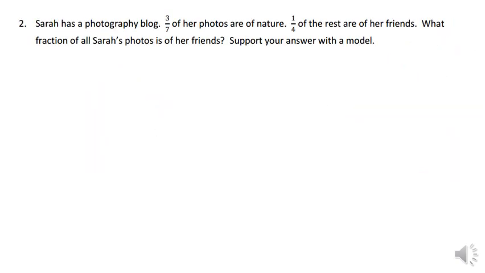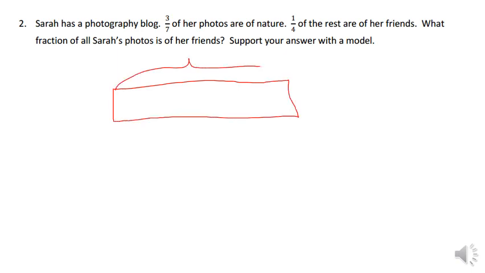Number 2. Sarah has a photography blog. 3/7 of her photos are nature. 1/4 of the rest are of her friends. What fraction of Sarah's photos is of her friends? Now this is where it's important, where it talks about you need to do a tape diagram just to follow the problem along, because we're talking about her photos.